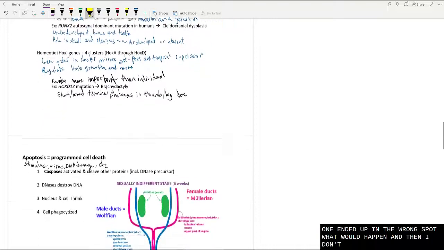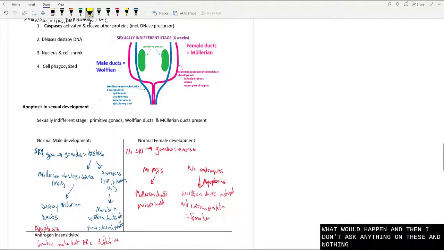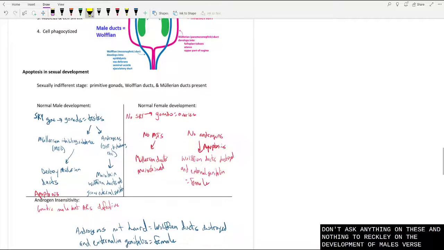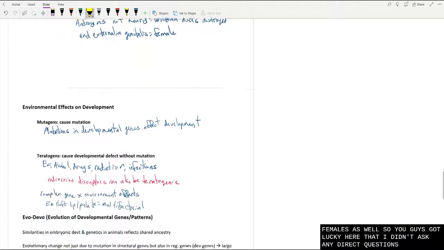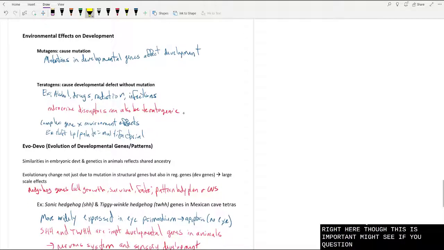And then I don't ask anything on these, nothing directly on the development of males versus females as well. So you guys got lucky here that I didn't ask any direct questions on this. Right here, though, this is important. You might see a few questions on this.